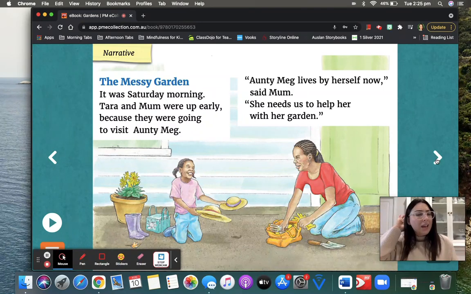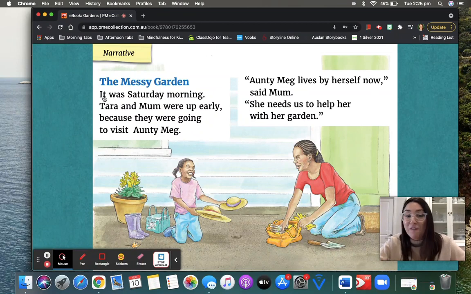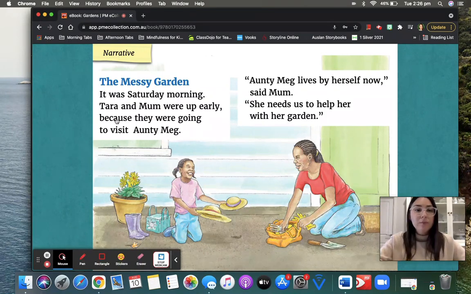When I'm reading though, and when you're reading so that it sounds like talking, trying to put all of the words together might be a little bit tricky. So when you're reading, try and put 2 to 3 words together. When I read, I try and do 2, 3, maybe sometimes even 4. It was Saturday morning. Did you hear that? I put all 4 together. Tara and Mum, that was 3, were up early. Another 3. Because they were going, that was 4, to visit Auntie Meg. That was 4 again. If that's a little bit tricky, try and read just 2 words at a time.